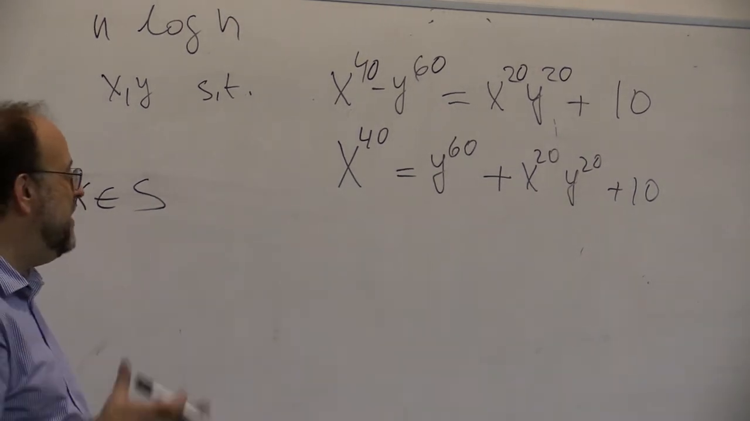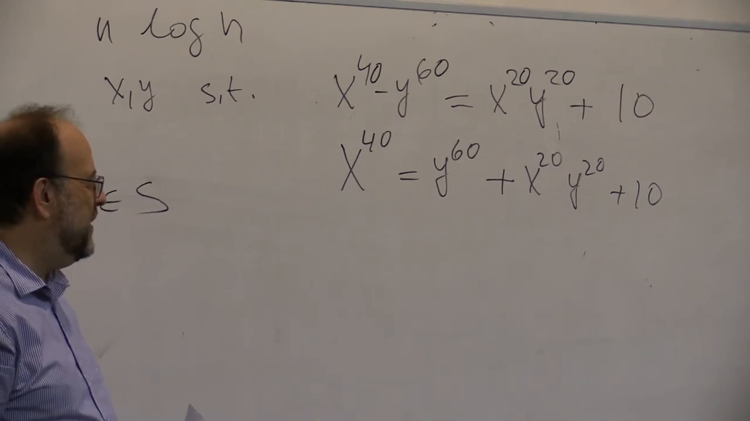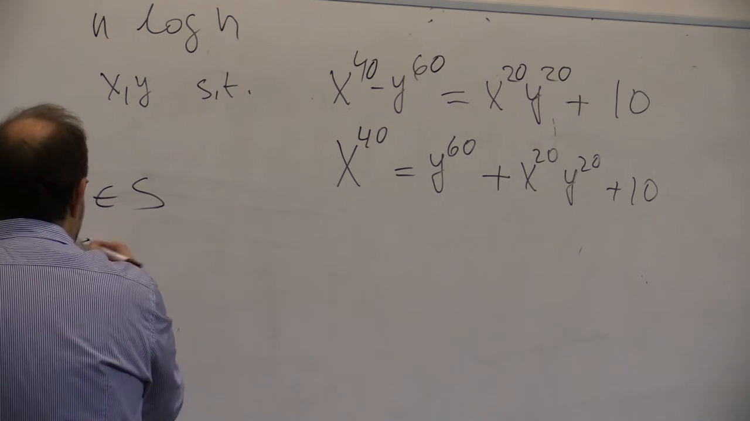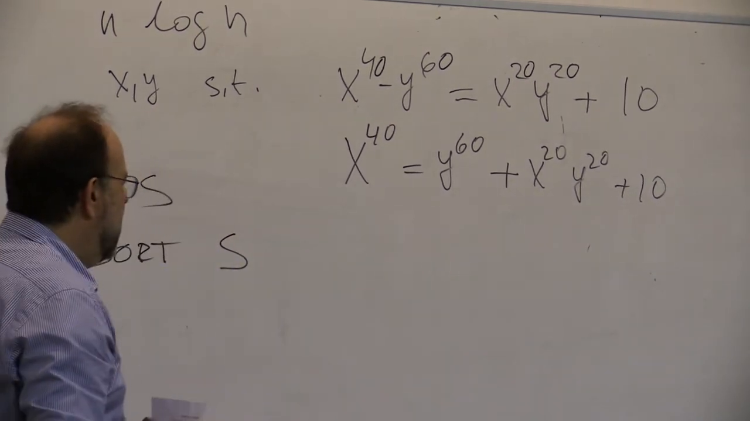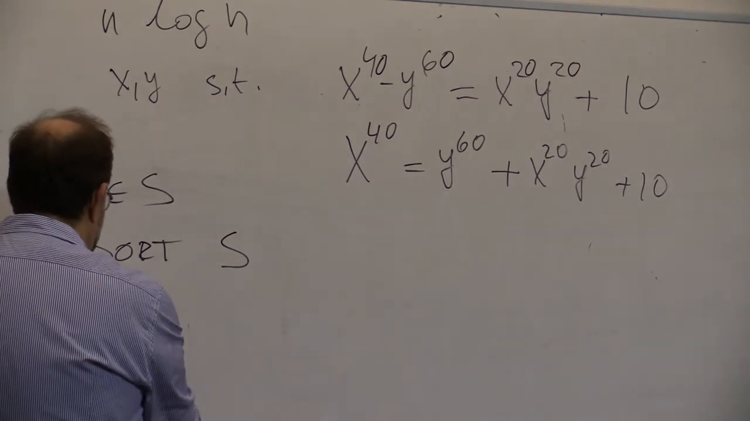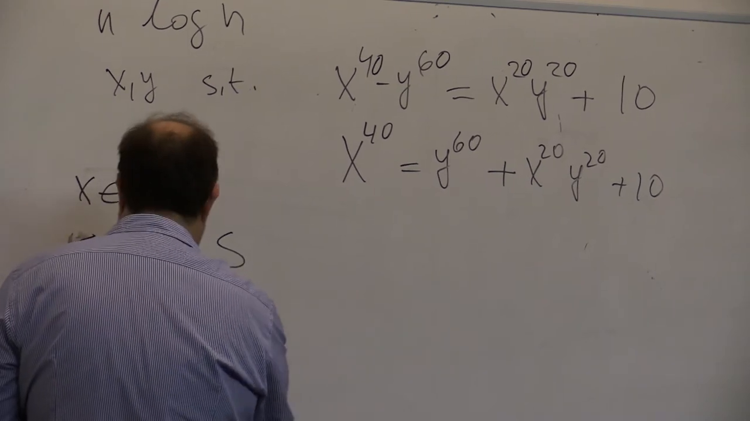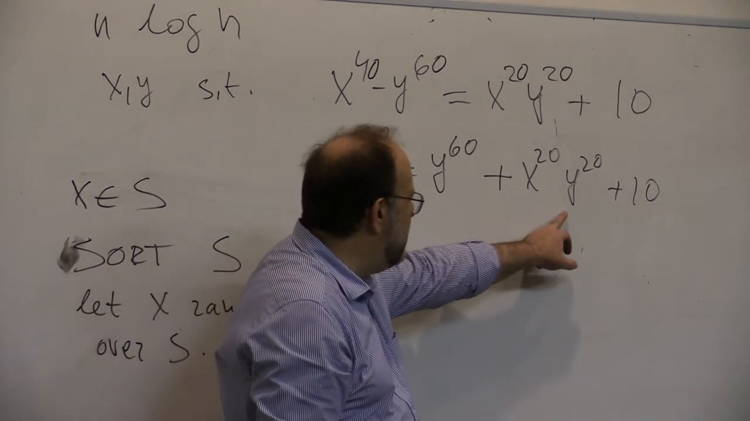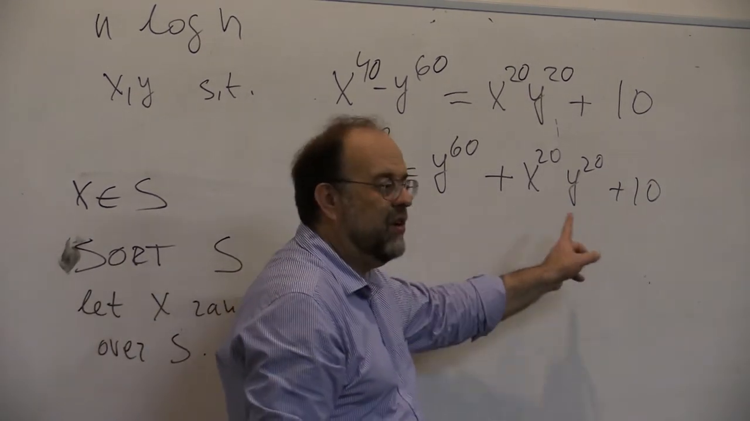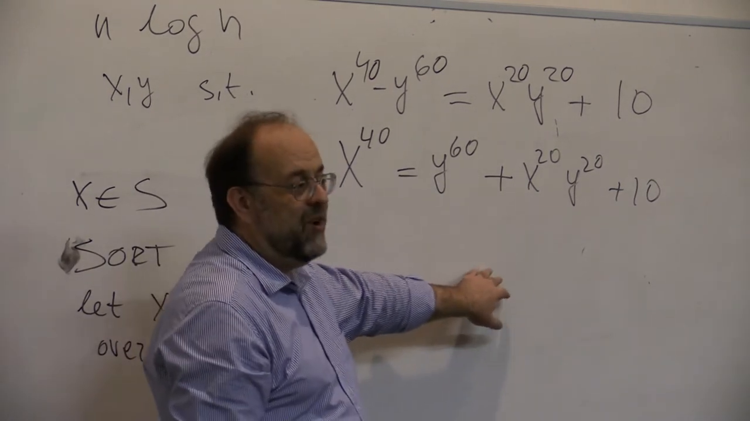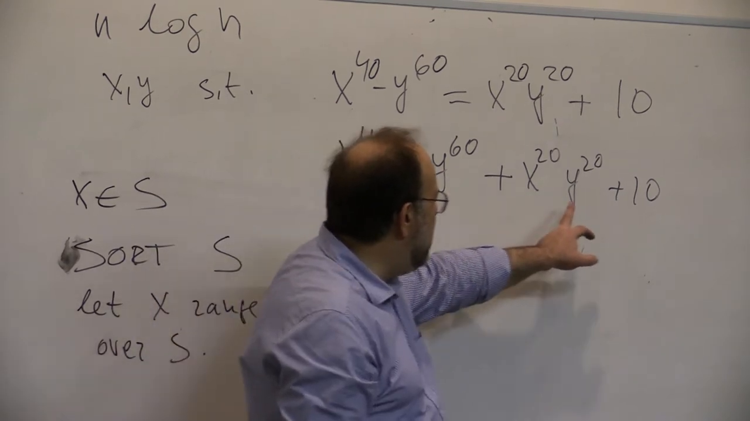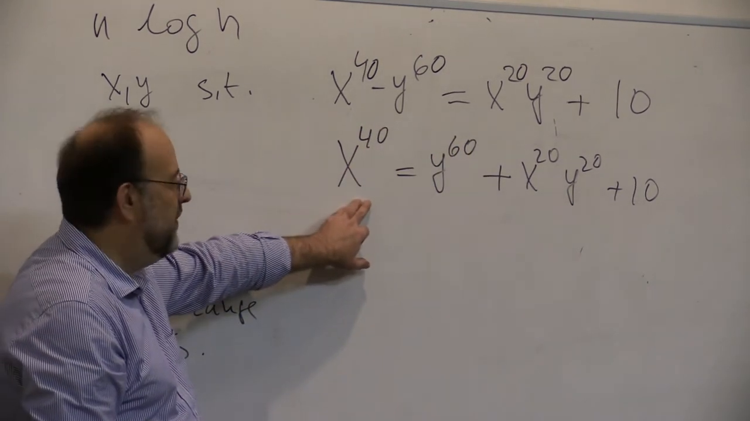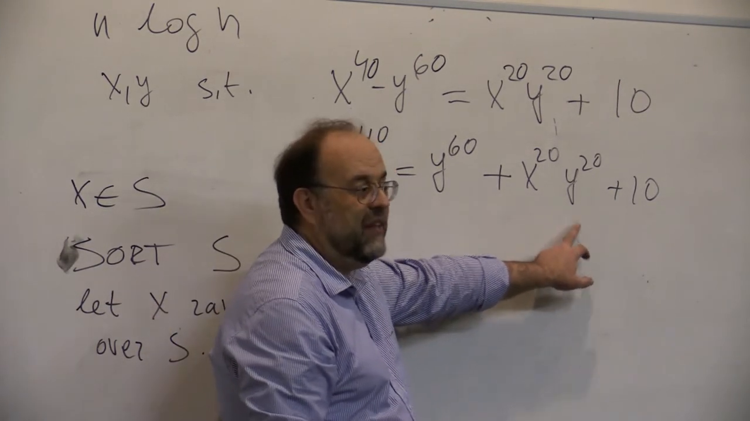First, when we have to see whether something is in an array, what is usual, and given the bound n log n, is that we sort the array. So we can sort S, and now let X range over S. How do we see whether there exists Y so that for that particular value of X this equality holds? If I take the midpoint of the array, and it turns out that the value for this particular Y is larger than X to the 40, do I have to check for the larger values of Y?